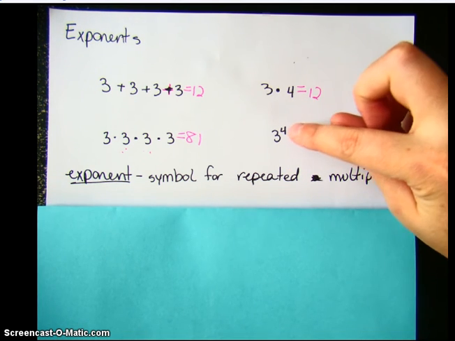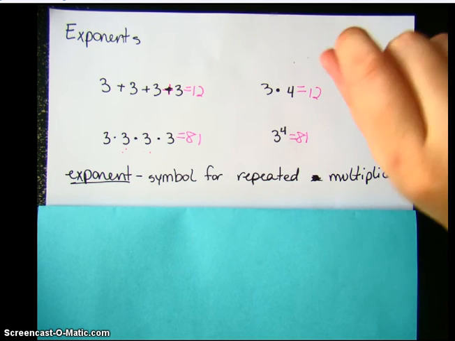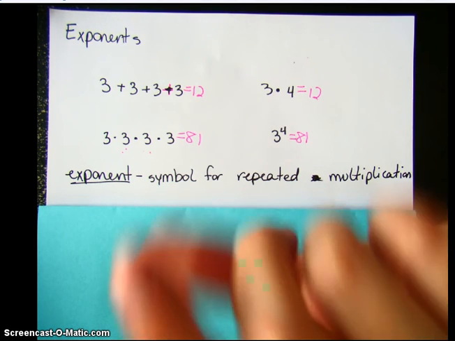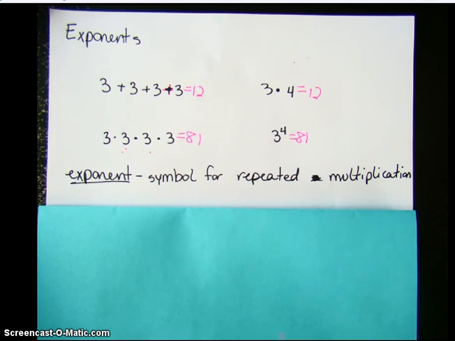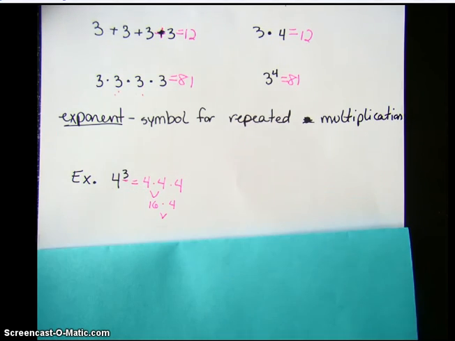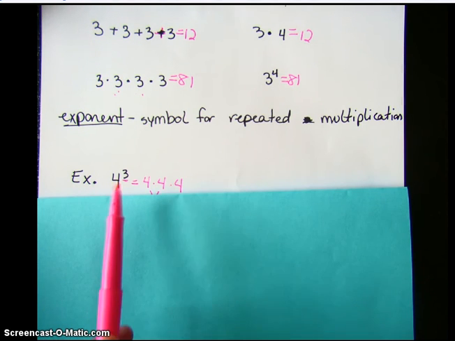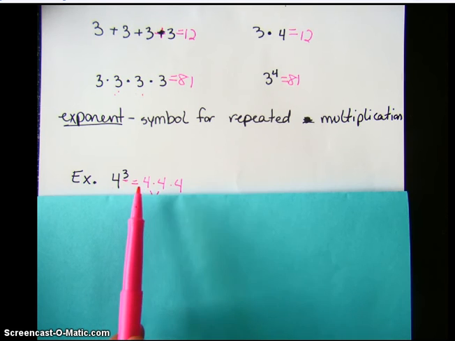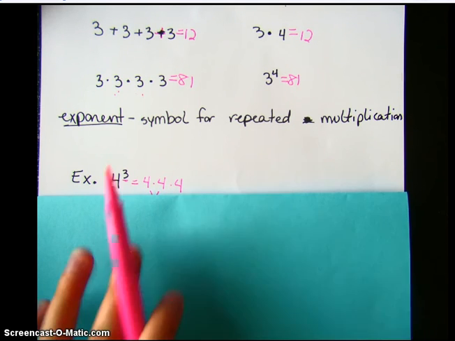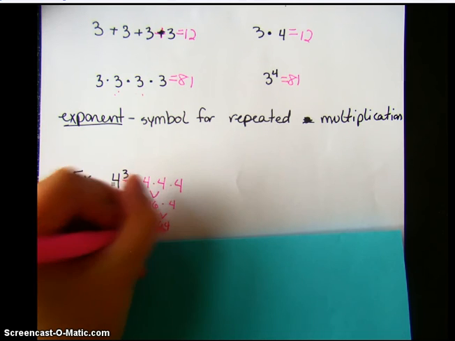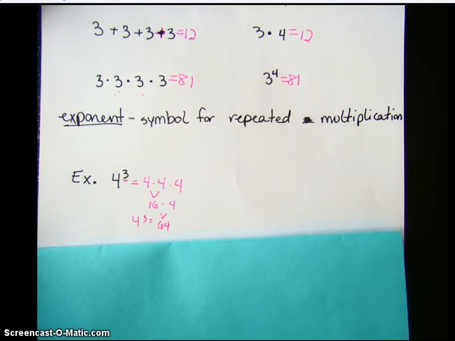Notice that the symbol is up a little bit higher than the other number, and it's a little number. It's not the same size, it's a little smaller. Okay, so let's look at some examples. 4 cubed is basically telling you that you're going to take 4 and multiply it by itself 3 times. So 4 times 4 times 4. Well, 4 times 4 is 16, 16 times 4 is 64, so 4 cubed is 64.